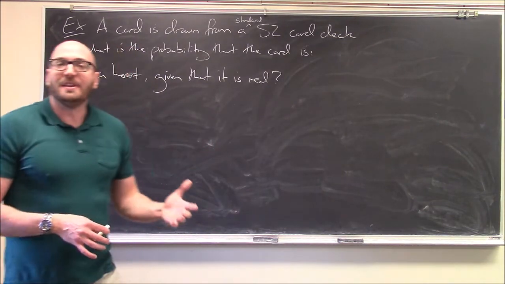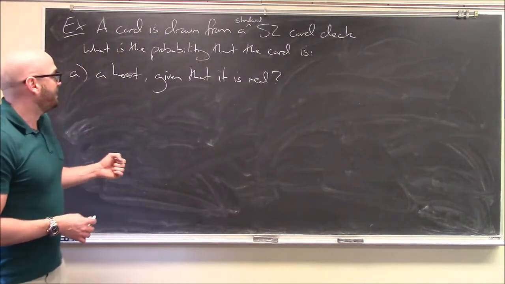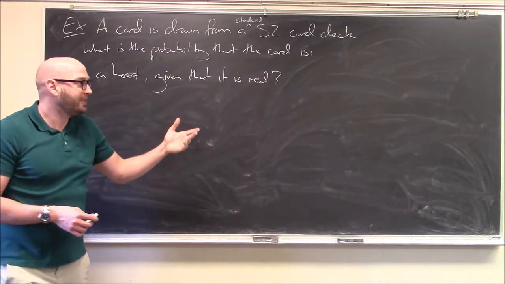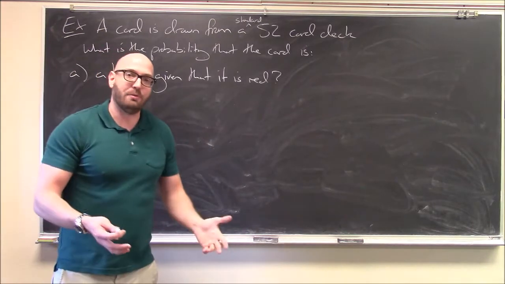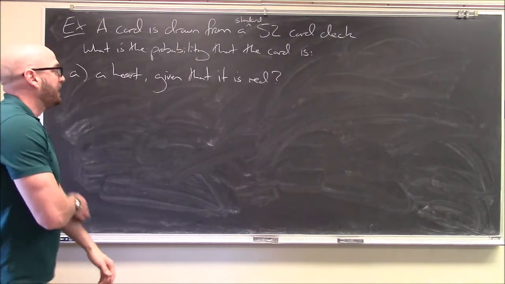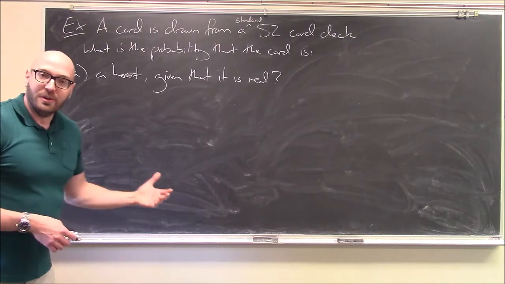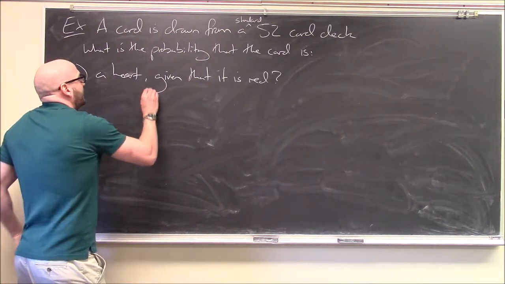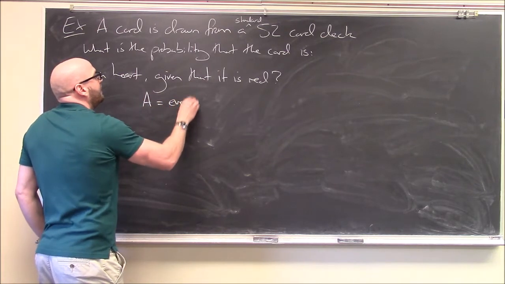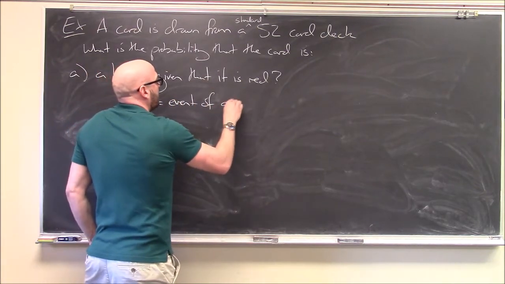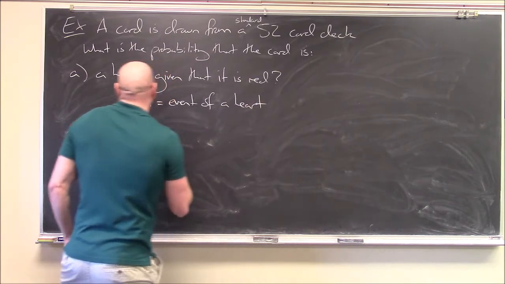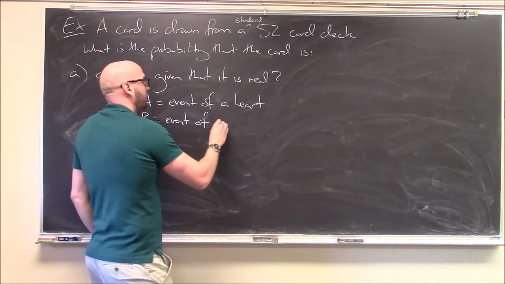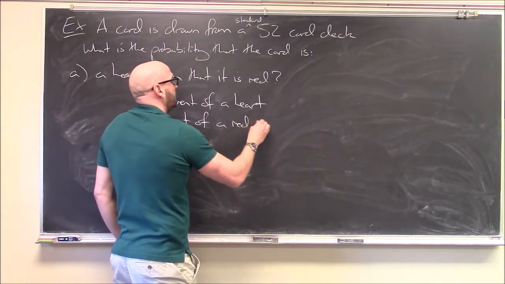Again, intuitively, this isn't hard to think about. I know that exactly half of the red cards are hearts, the other half are diamonds, so I would expect this probability to be 1/2, right? Just intuitively, there's not a whole lot of calculation to do here, but what I want to do is practice using the formula. So very formally, let's say A is the event of drawing a heart, and B is the event of a red card.